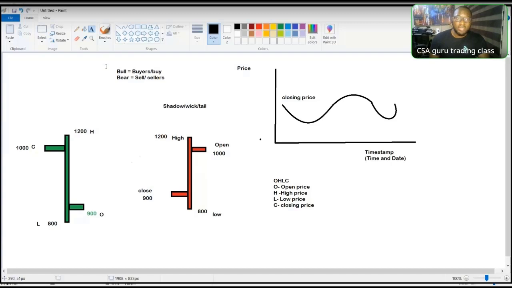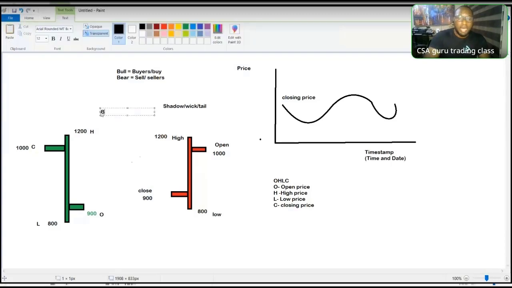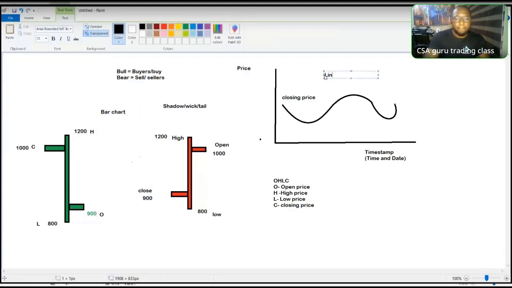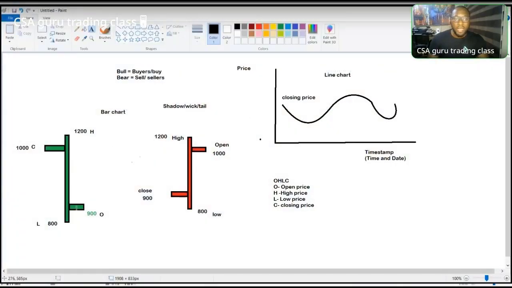Don't forget what I'm talking about is a bar chart. This is a bar chart. This is a line chart. So we have the bull started the day. The bull actually started here at 900, but during the day, when the price went down, the bear took over for some time and took the price to a low of 800.